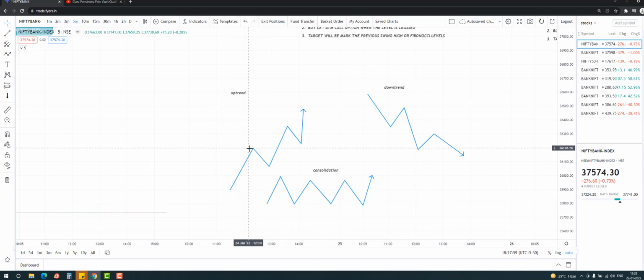So an uptrend forms higher highs, and a downtrend forms lower lows in the market. This is like a channel, or you can say a range. It's a range bound market, consolidating, or a distribution phase, whatever name you put, it's going to be correct. And everybody knows how an exponential moving average works.